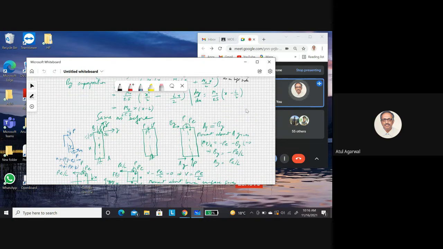Now we go to buckling. Buckling is a different stuff altogether. When the earlier structures were designed, you see the bridges earlier, they used to have arc shape. So they were concrete bridges.